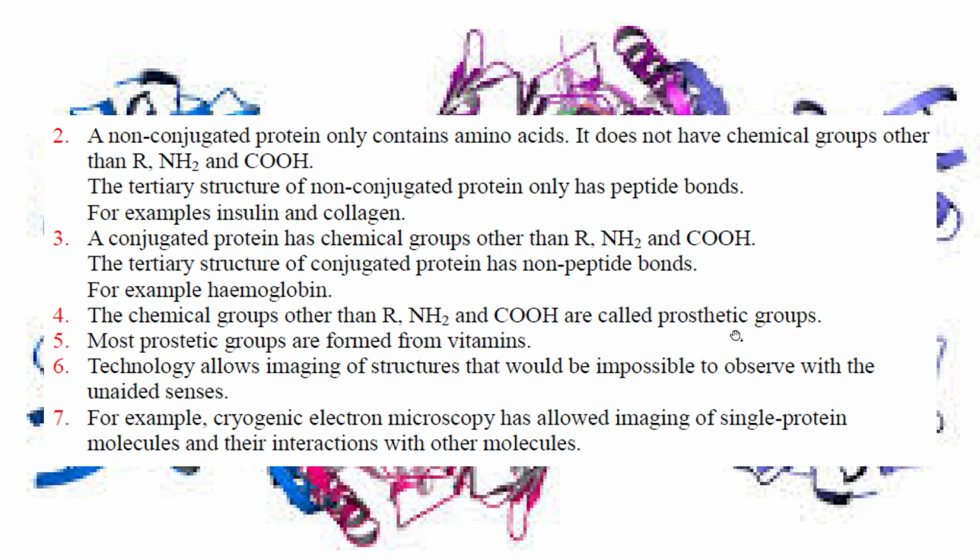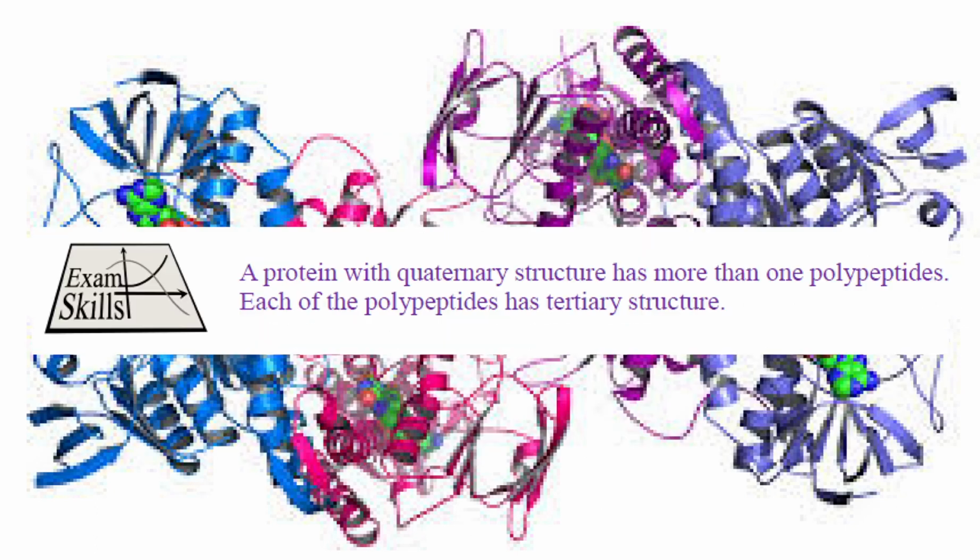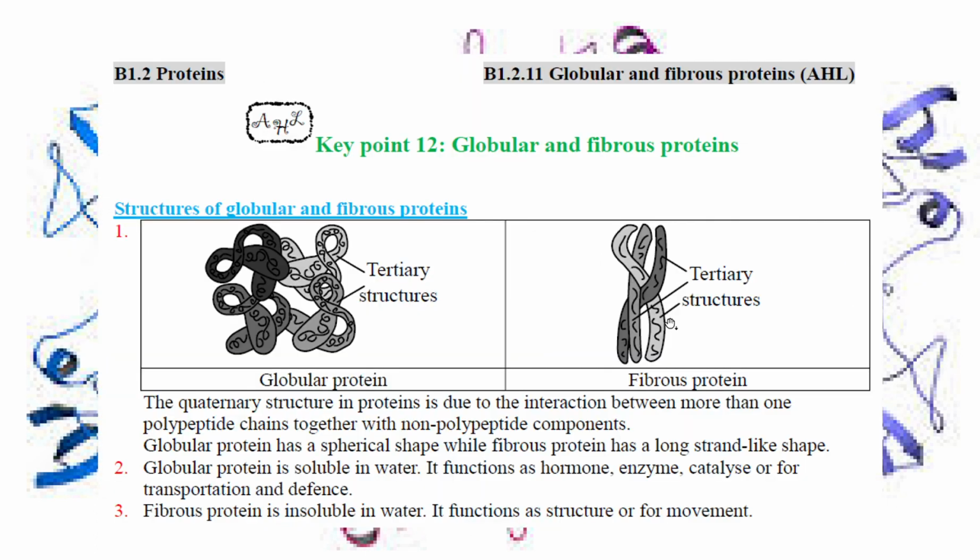Hemoglobin, for example, has the heme group. The chemical groups other than the amino acids are called prosthetic groups. The prosthetic group always comes with a vitamin. With technology like the strong electron microscope, and now AI, you have a good visualization of the protein structure, just like the one on the cover, the first page. A protein with quaternary structure has more than one polypeptide, and each of the polypeptides has the tertiary structure.